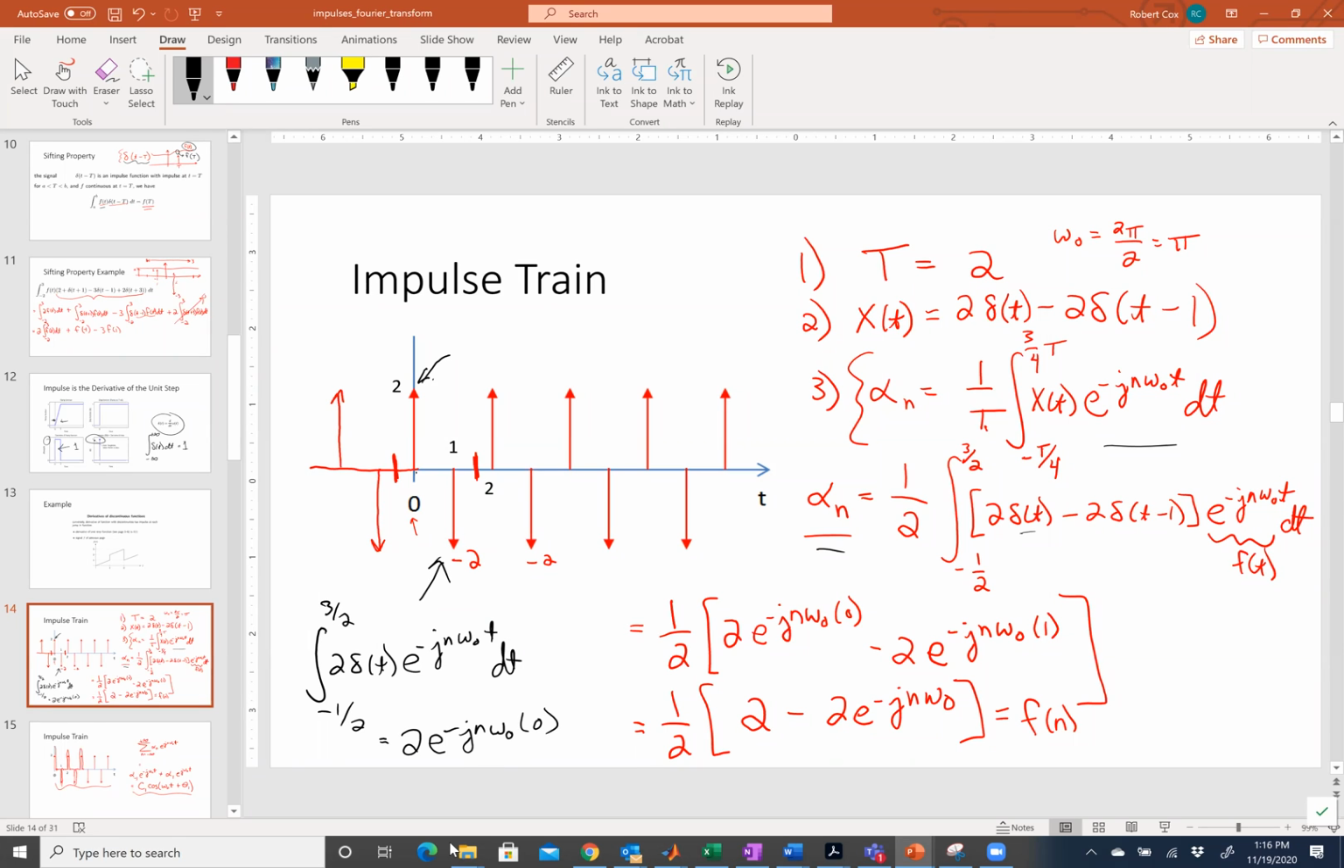All right, because if I look at this, what I have here looks like delta of t times f of t dt. So it just pulls off the value of that function at time t equal to 0. And the value of that function at time t equal to 0 is 2e to the negative j n omega naught times 0, or just simply 2. Okay? Questions about that?